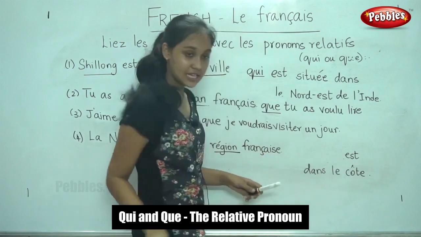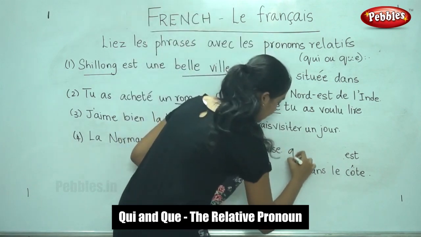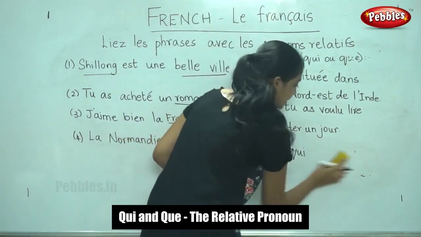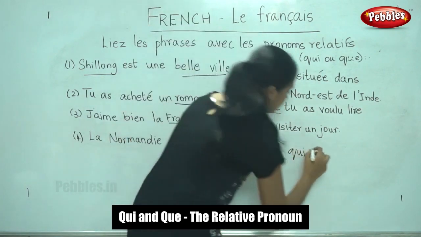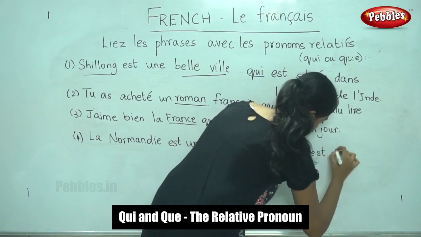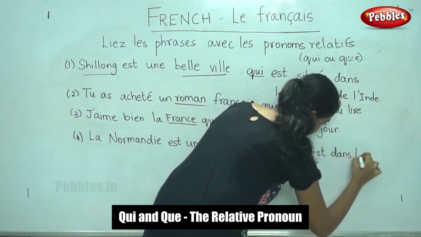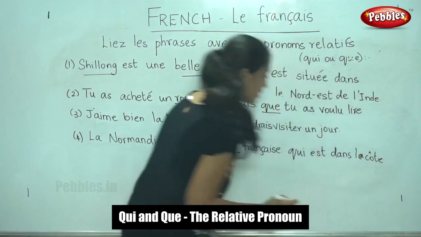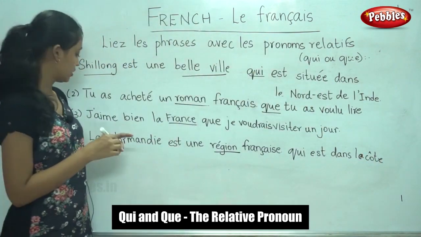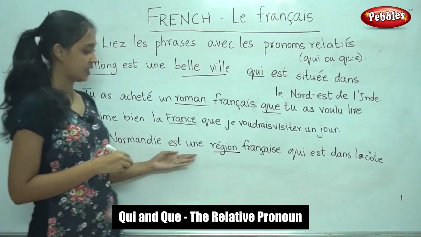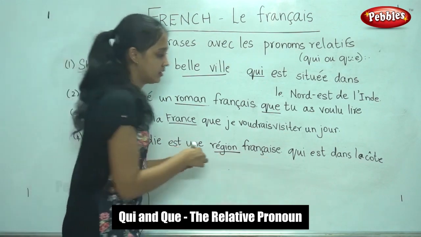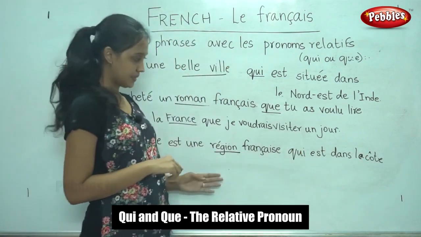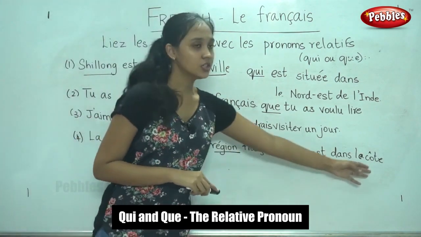So we replace this with qui. And you have to complete the sentence as it is. Qui est dans la côte. La Normandie est une région française. You will remove the full stop. It is a French place which is on the coast.